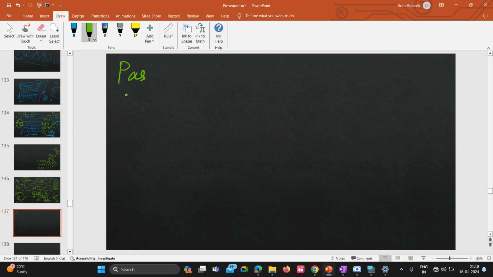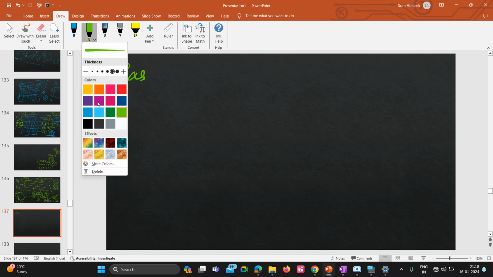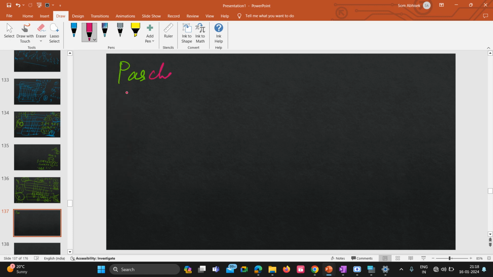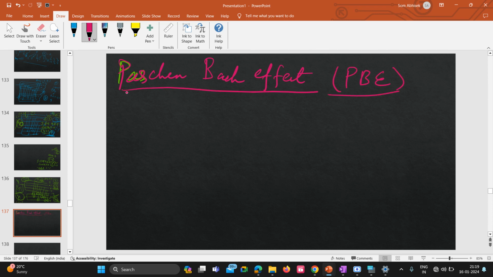Next, write down Paschen-Back effect, PBE. Here S is not equal to 0 and your magnetic field is strong. Okay, magnetic field is strong.